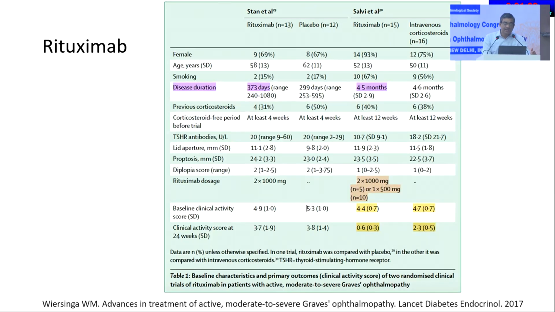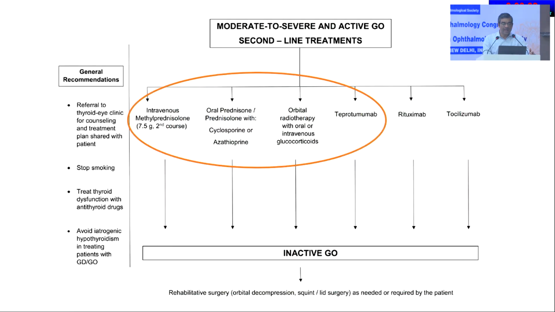Rituximab, again, very little data. But rituximab has been shown to decrease the clinical activity score significantly when given even in patients who have received first line IV glucocorticoid. So rituximab is a preferred drug by us when the patient is not responsive to the IV glucocorticoids. 500 milligram single infusion or 1000 milligram in 2 infusions is what people have tried in these scenarios.